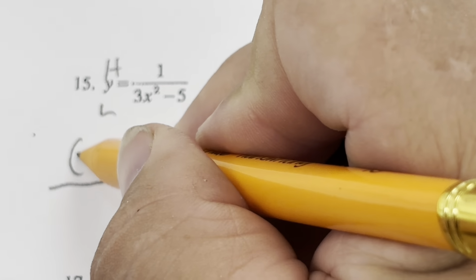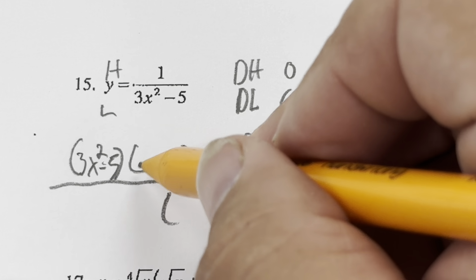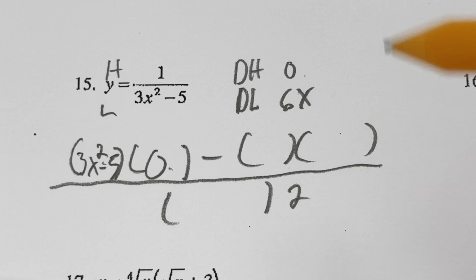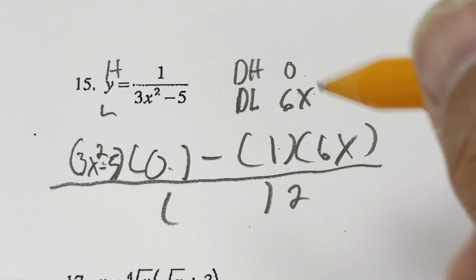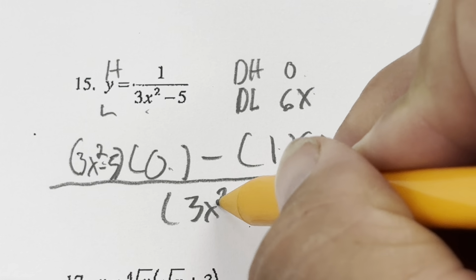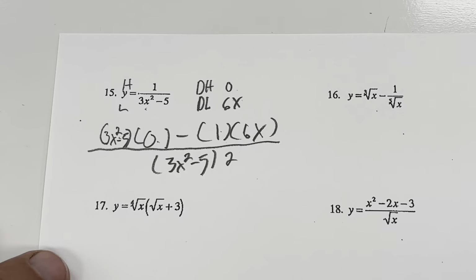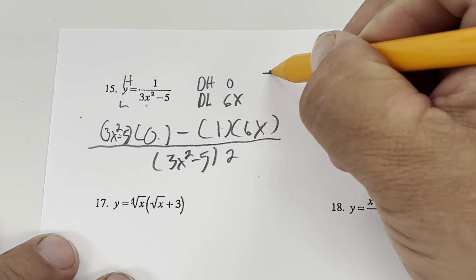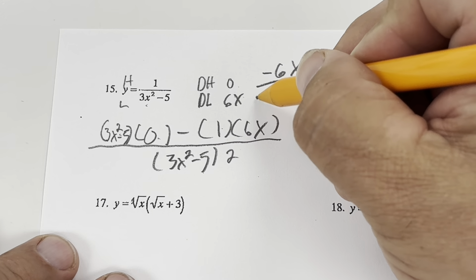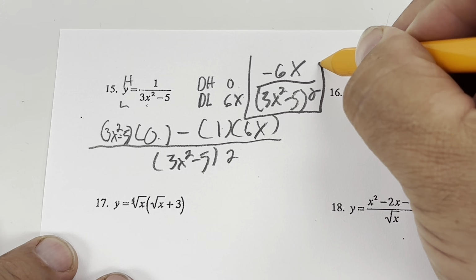The low is 3x squared minus 5. Low, D high, the high is 0, so this is going to go to 0. Minus high, D low, which is 6x. And then throw that down in the bottom, 3x squared minus 5. So this one we would be expected to simplify, but it's not that big of a deal. That would be negative 6x on top. And the bottom would be 3x squared minus 5 squared. You probably would not have to FOIL that out.